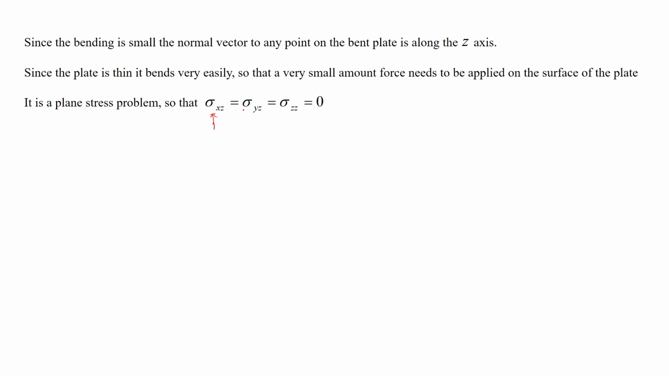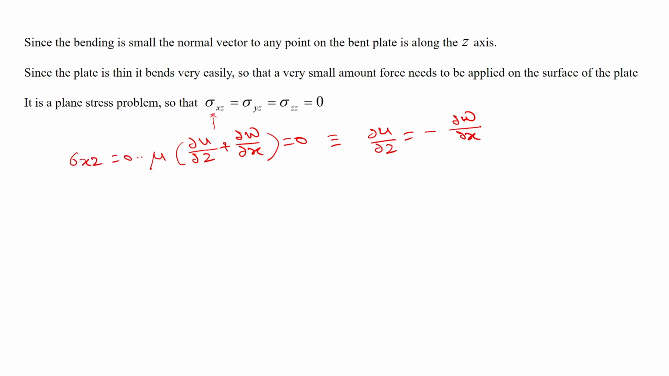Now, sigma xz is equal to 0. So, what it means is mu into del u by del z plus del w by del x is equal to 0. Let me complete it. So, del u by del z will be equal to minus del w by del x, from sigma xz becoming equal to 0.